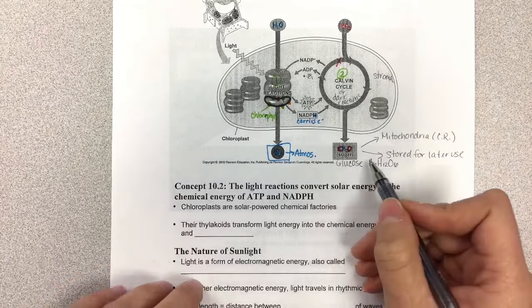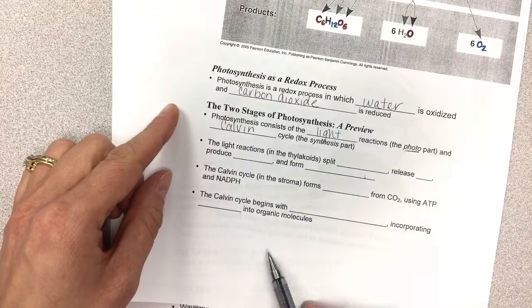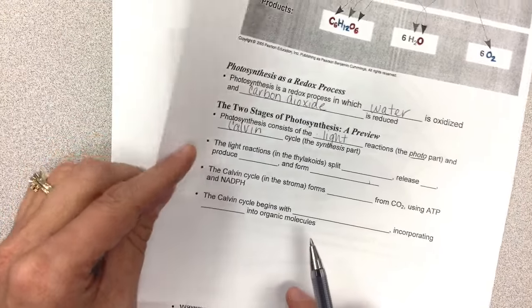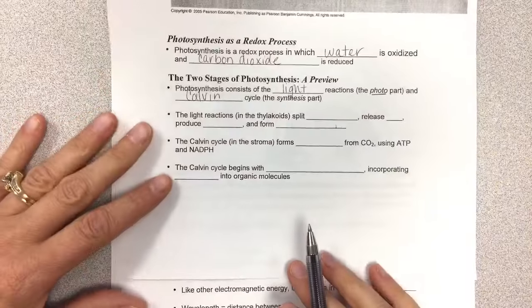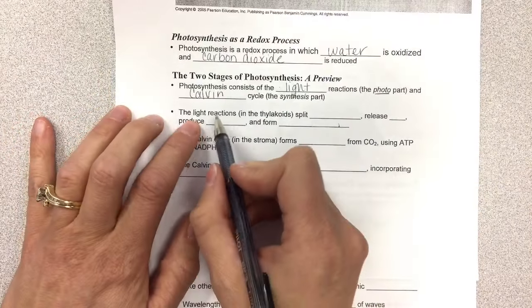All right, so now what I'd like you to do is pause it and go back to these 3 bullets and see if you can fill them in. All right, so let's see how you did.